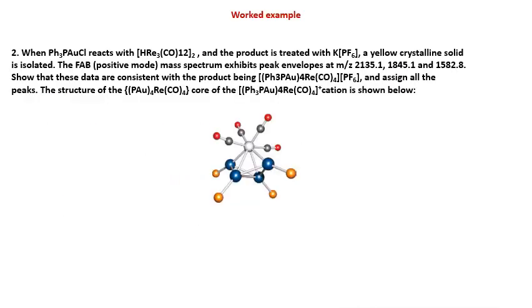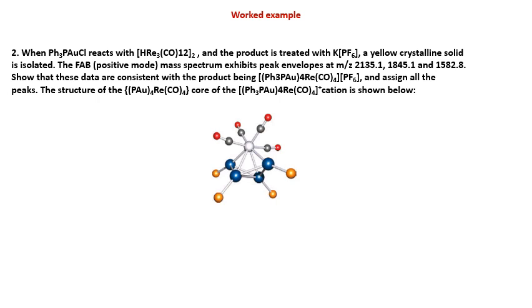Now read the question carefully and try to analyze it on your own, and then you can check the answer. The question says that when Ph3PAuCl reacts with this compound, a rhenium hydride compound, and the product is treated with KPF6, a yellow crystalline solid is isolated. In the FAB positive ion mode, the mass spectrum exhibits a peak envelope at m/z equal to 2135, 1845, and 1582. So there are three peaks generated in the FAB positive ion mode.